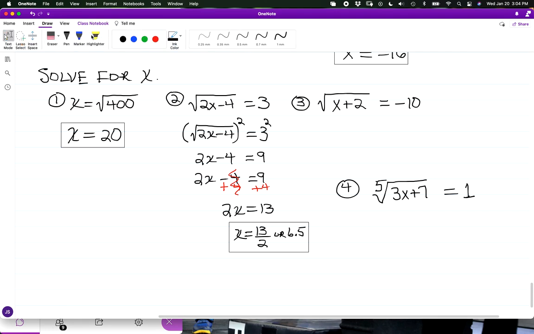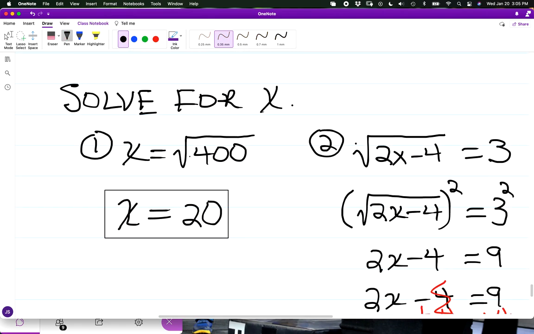Now, for what we have in the third equation, we have an even root radical, but this is said to reduce the expression to negative 10. And since we have a negative value here and we're working with an even root radical, this means we have no solution.